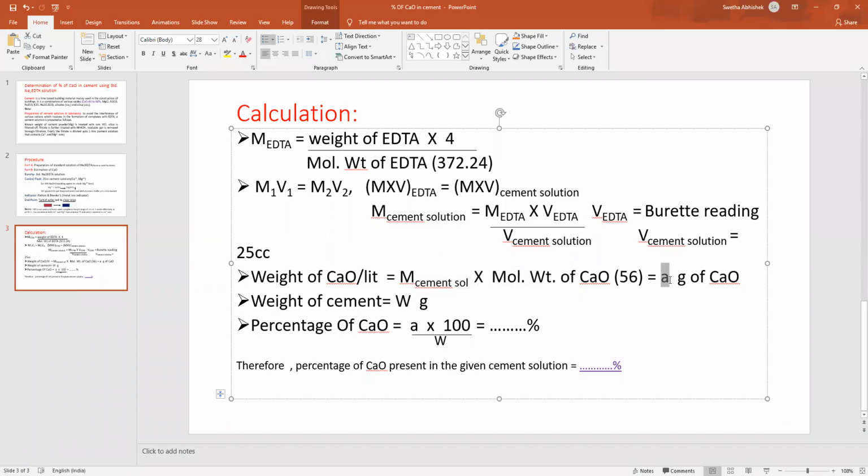You need to find out the A value. A is nothing but the gram of calcium oxide present per liter of cement solution. W is the weight of cement used in the preparation of cement solution. Then using the formula, percentage of calcium oxide is equal to A into 100 divided by W. A is the weight of calcium oxide per liter of cement solution. W is the weight of cement which will be given to you. Then calculate and find out the percentage. Okay, so what is the approximate percentage of calcium oxide in cement? It should be in the range of 60 to 66%. Okay, this is how you can calculate the percentage of calcium oxide in cement.